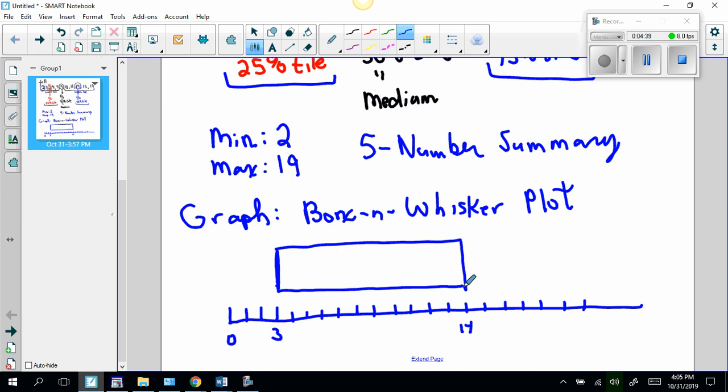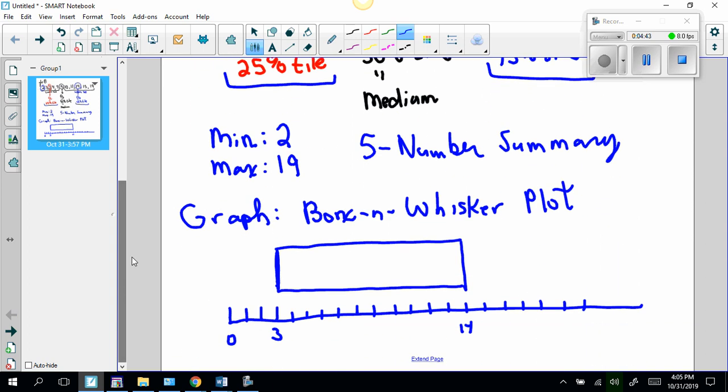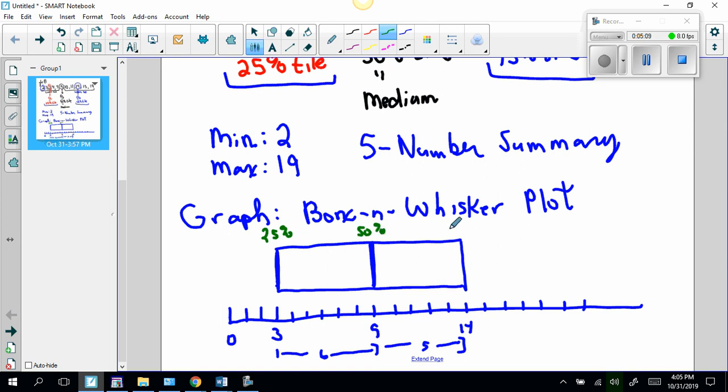Now inside the box, you mark the median, and that's 9. 4, 5, 6, 7, 8, 9. So you can see there's 6 units here, and there's 5 units here. So this part is bigger than this part, but this is the 25 percentile. This is the 50 percentile. This is the 75 percentile.